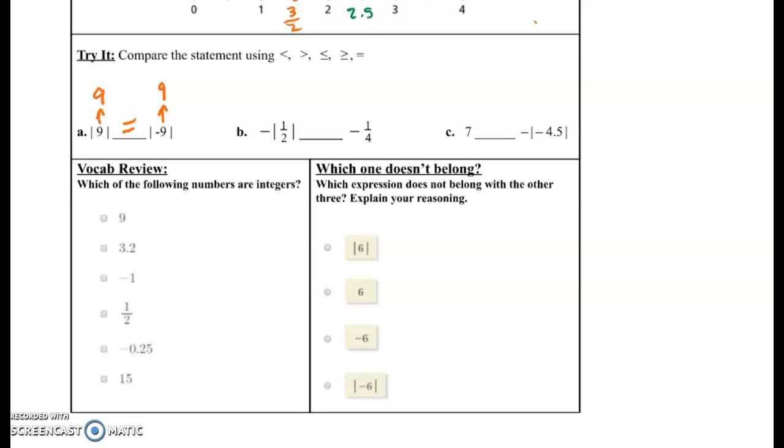Then we have the absolute value of 1/2. So this is 1/2, but then the negative is on the outside of the bars. So the negative comes up. And so we keep the negative because it's on the outside. So our answer is -1/2. So is -1/2 bigger than -1/4? The answer is actually no, it's less than.